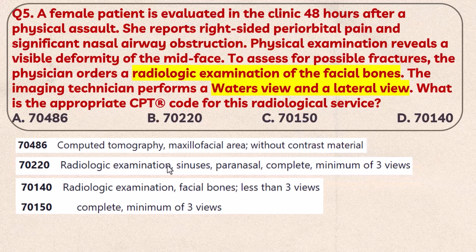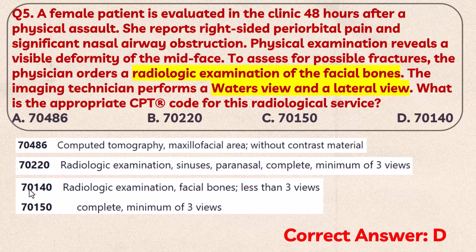For the exam purpose, once you go to the code 70486, that is computed tomography. Here it's X-ray, so that's not the case here. 70220 is radiologic examination, sinuses, paranasal, complete, minimum of 3 views. Here we have only 2 views, Waters view and the lateral view, so that's not the case. 70140 is radiologic examination, facial bones, less than 3 views, so this is correct here. 70150 is complete, minimum of 3 views. So here 2 views, so less than 3. So the correct code will be 70140. So the correct answer is answer D.